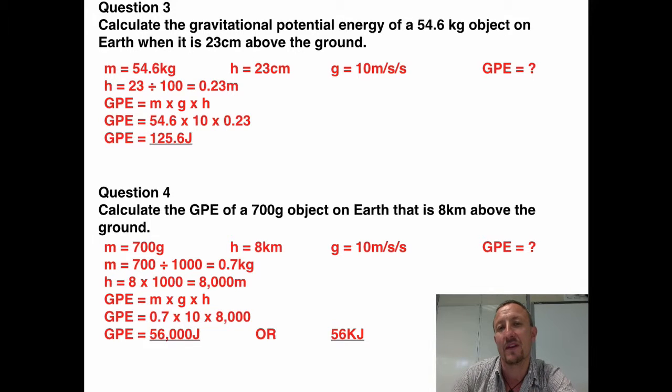Okay, so I hope you found those exercises useful. There will be another exercise for you to go through where you will calculate GPE when you're given the mass and the heights on the planet Earth. And then there'll be some conversions into kilojoules, just like we did with the kinetic energy.